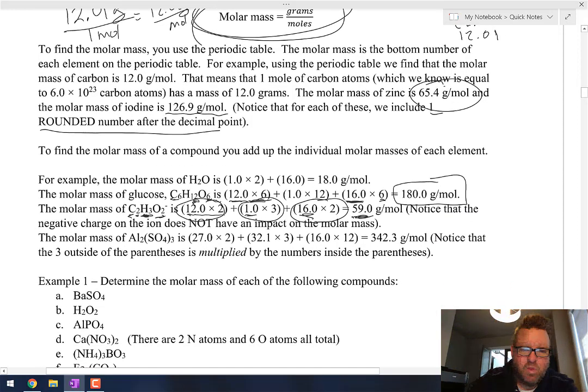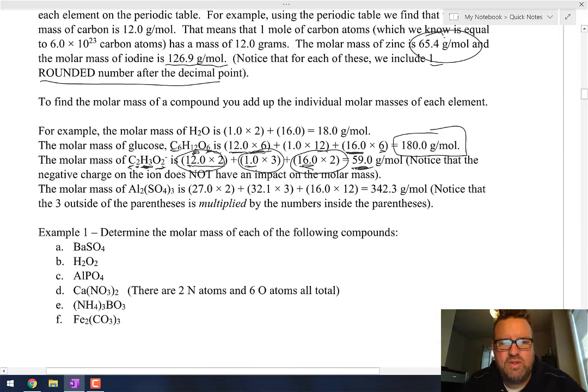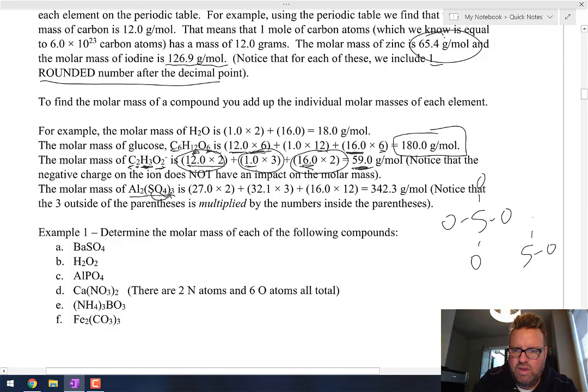All right, one more here, and then we'll do some more examples. Okay, aluminum sulfate, Al2(SO4)3. The key thing here is notice that the 3 outside the parentheses after the SO4 goes to the sulfur and it also goes to the oxygen. So what that means is since there's 3 SO4s, basically it's this. Here's 1 SO4, here's 2 SO4s, and here's 3 SO4s.